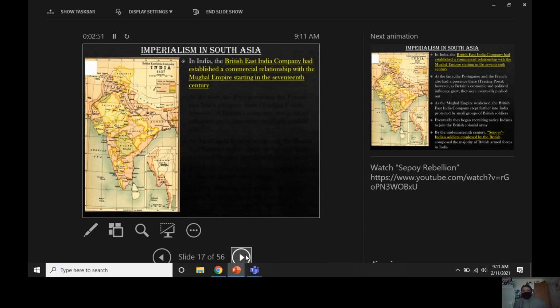In India, the British East India Company had established a commercial relationship with the Mughal Empire starting in the 17th century. We've mentioned the British East India Company before. They were a joint stock company. Remember, in that initial phase of overseas colonization, connected to the Columbian Exchange and Age of Exploration, oftentimes it was a joint stock company that went overseas and actually set up the colonies.